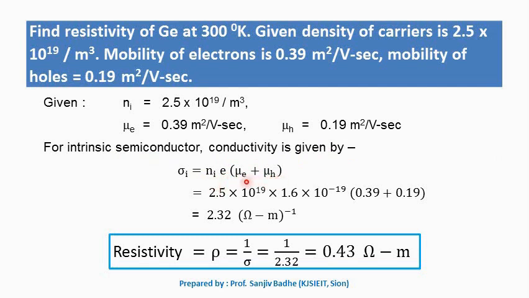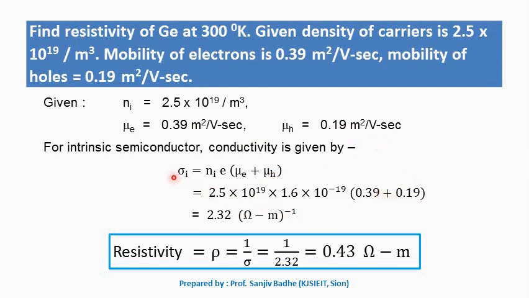So all the values are given to us. We can substitute the values. Ni is equal to 2.5 into 10 raised to 19. E, charge on the electron, is equal to 1.6 into 10 raised to minus 19 coulomb. Mu E, that is the mobility of electrons, is 0.39 meter square per volt second, and mu H, mobility of holes, is 0.19 meter square per volt second.